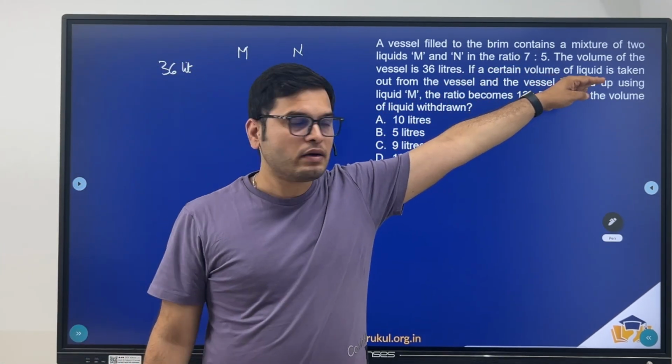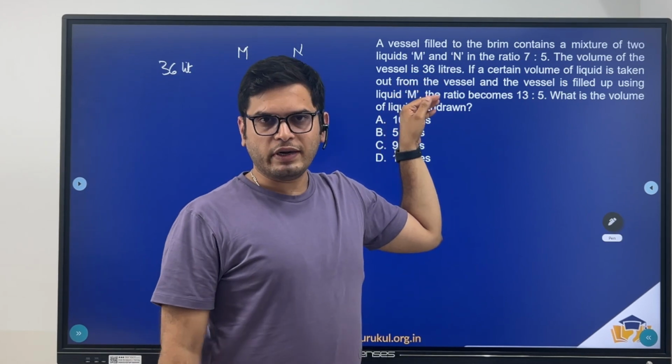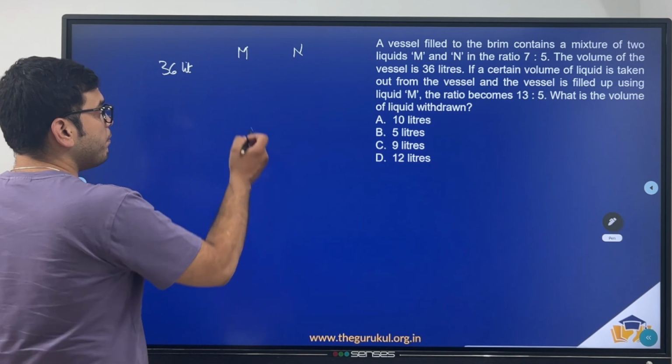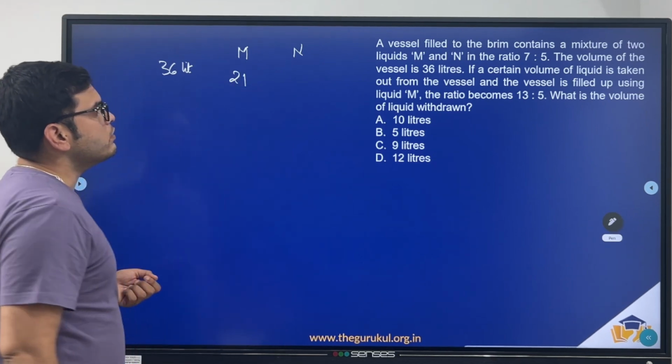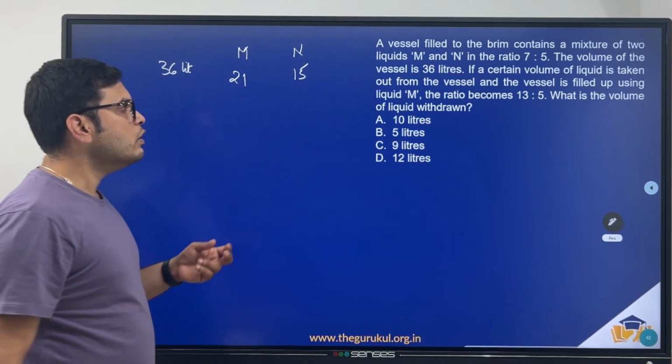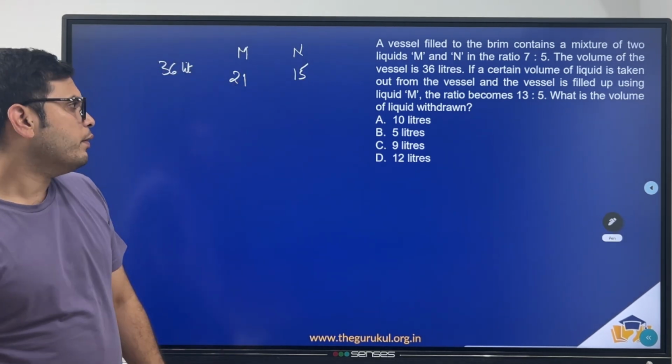Total you have 12 parts. Right. So 12 parts is equal to 36 liters. The value of one part is 3 liters. So the value of 7 parts would be 21 liters. Now similarly the volume of 5 parts would be 15 liters. Right. So ratio is 7 is to 5 only.